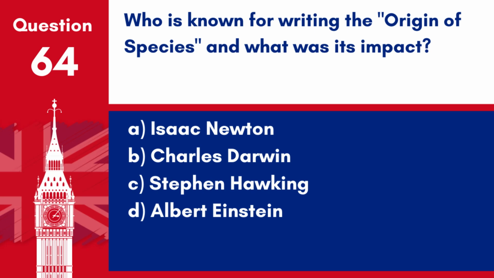Question 64. Who is known for writing The Origin of Species, and what was its impact? A. Isaac Newton. B. Charles Darwin. C. Stephen Hawking. D. Albert Einstein.